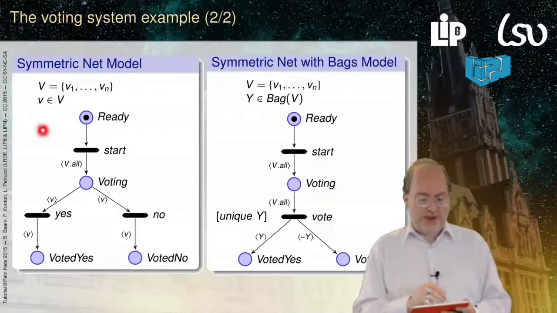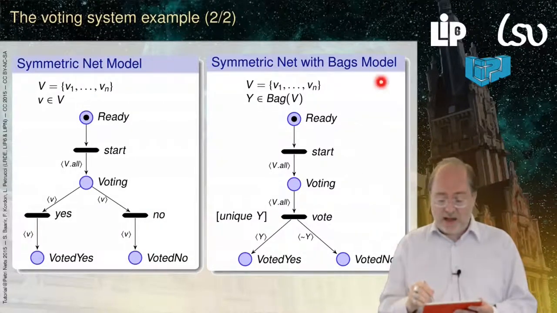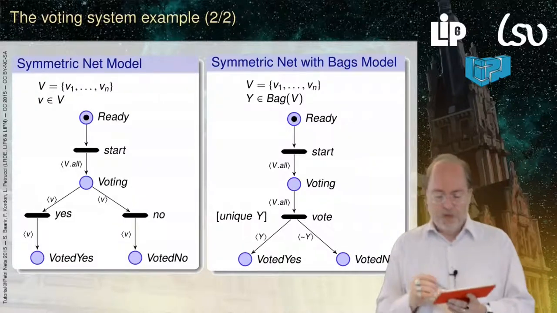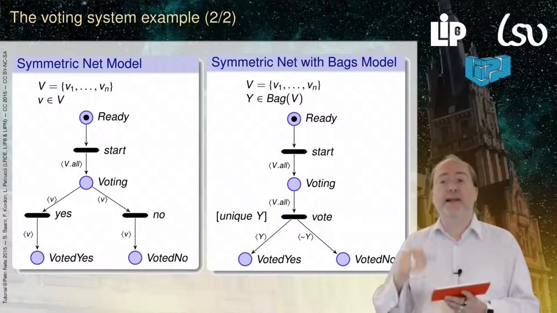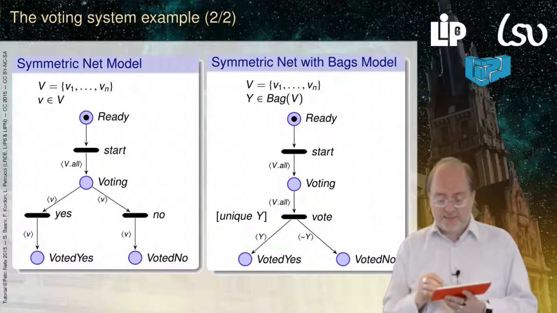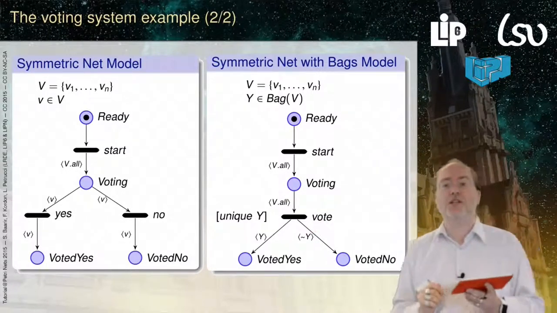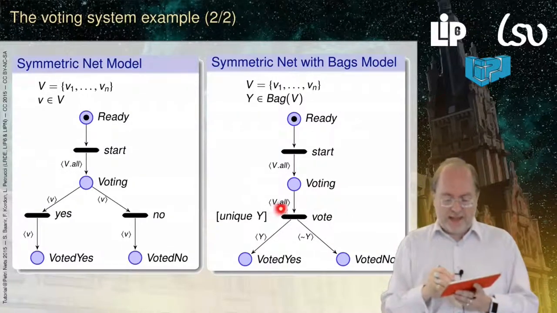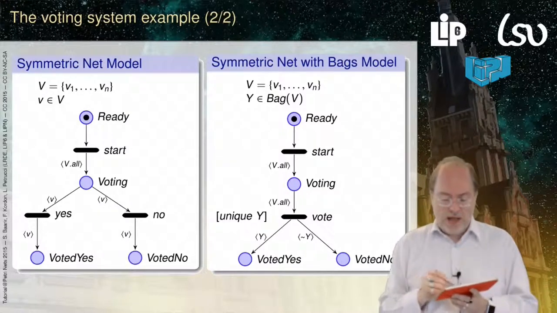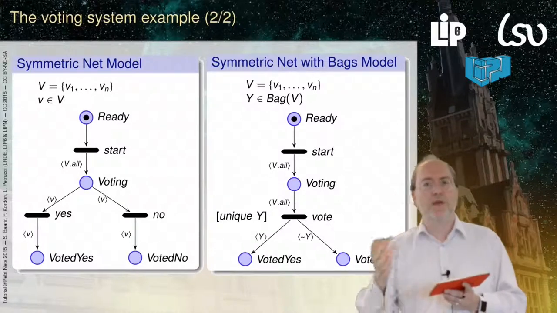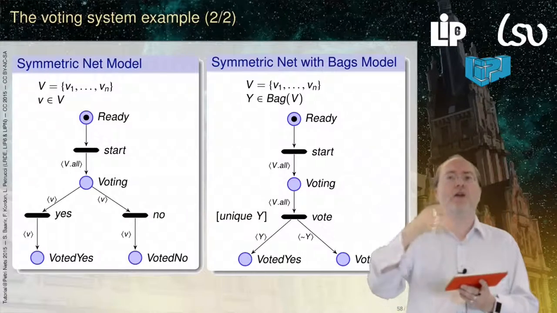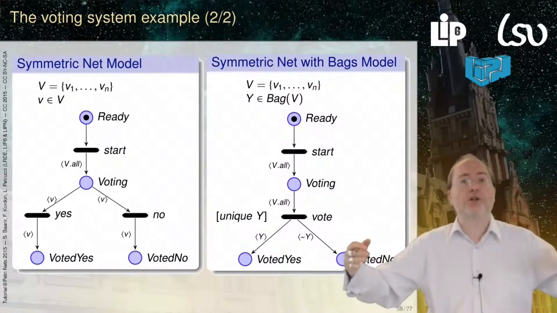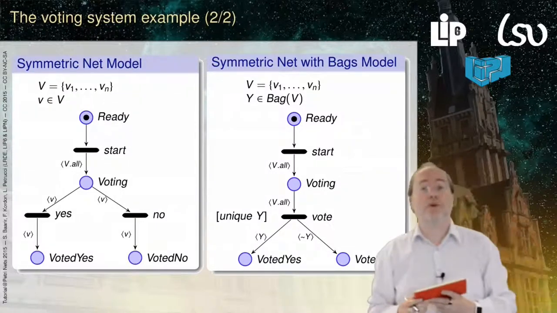So we still have our symmetric net on the left, and on the right the corresponding symmetric net with bags, just to give you the idea of what a symmetric net with bags is. Here, the first part is exactly the same as in the model on the left-hand side, but you can see that I have changed the voting transition. I do not have vote yes or vote no. I have an atomic vote that will take everybody from the input marking and automatically dispatch yes and no votes atomically, without having lots of intermediary states with this huge wide lozenge to finally get to a subset of possible votes.